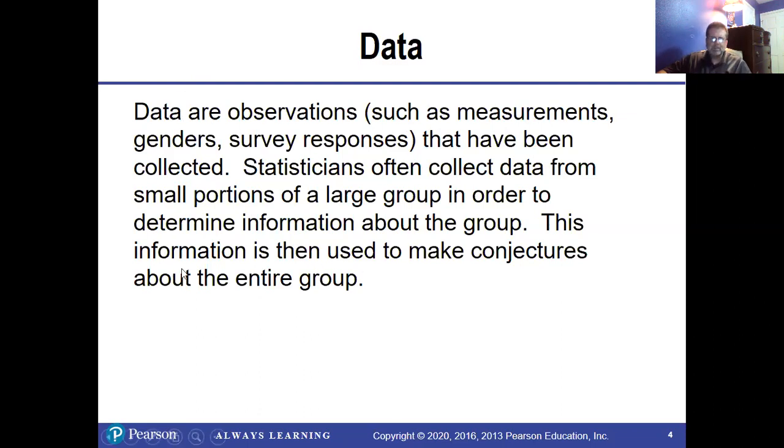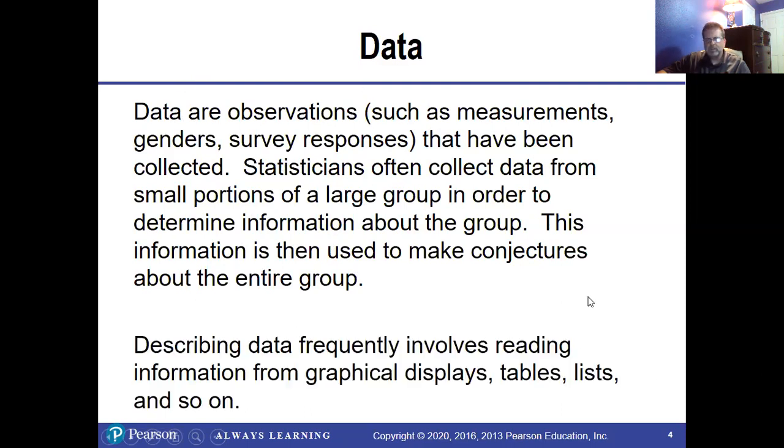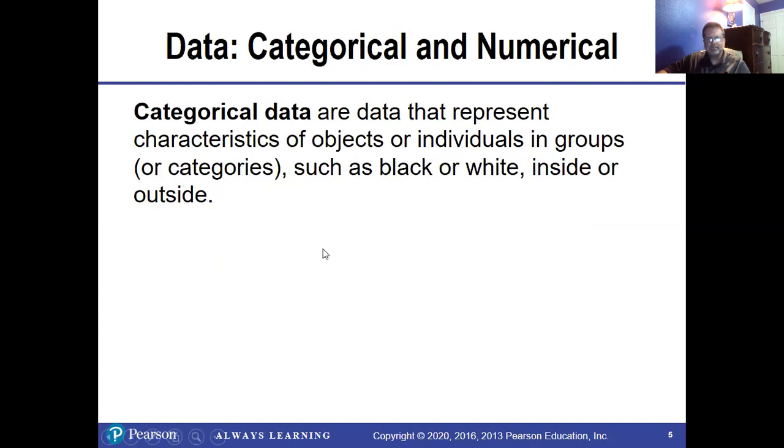Now, the smaller the group, the more of the group you need to take data on. The bigger the group, it's almost impossible to get that. So you hope that your data and your questions are good enough to reference that whole group. Okay, so describing data frequently involves reading information from graphical displays, tables, lists, and so on, which is what we're going to talk about today, and the next time.